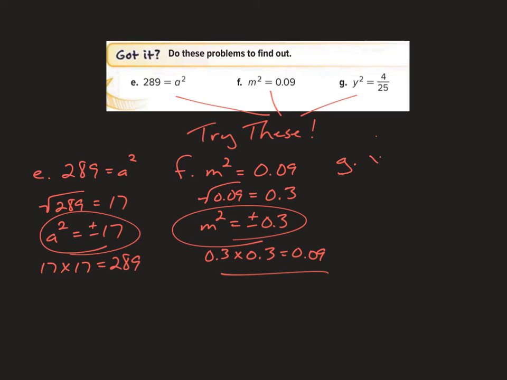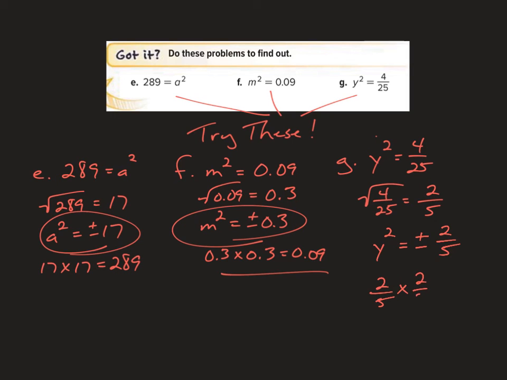And then for G, I've got y squared equals 4 over 25. To find my answer, I take the square root of 4 over 25. I know the square root of 4 is 2. The square root of 25 is 5. And my final answer is y equals the positive and negative value of 2 over 5. And again, I can solidify that because I know that 2 over 5 times 2 over 5 equals 4 over 25.